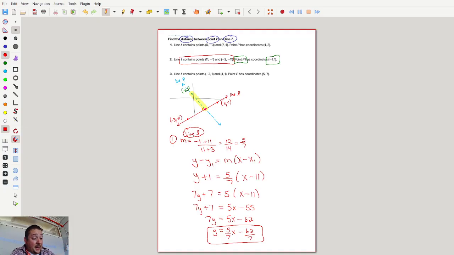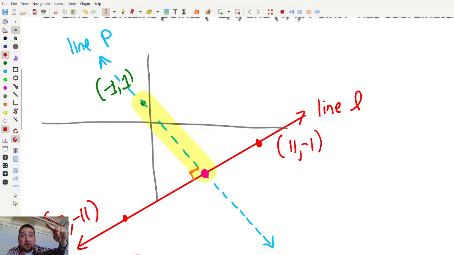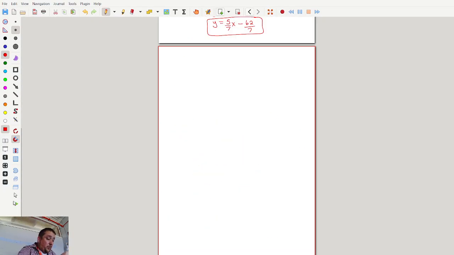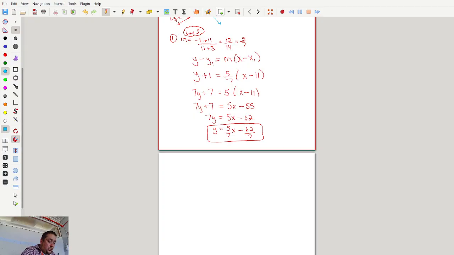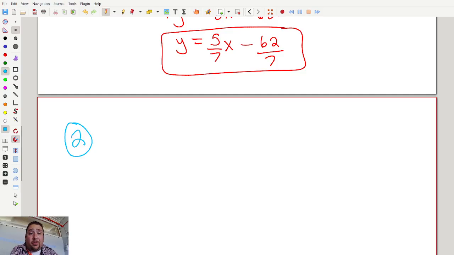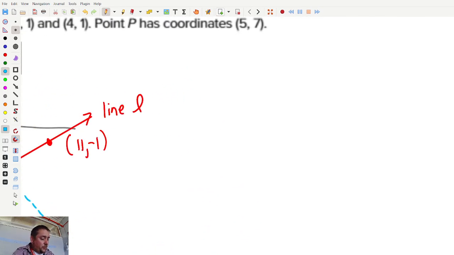Okay, now back to the plan. We need the equation for line p, the perpendicular line. All right, here we go. Part 2, find the equation of the perpendicular line. Well, if it's perpendicular to line L, it's going to have a slope of the opposite reciprocal. Opposite reciprocal. And let's look at our diagram.